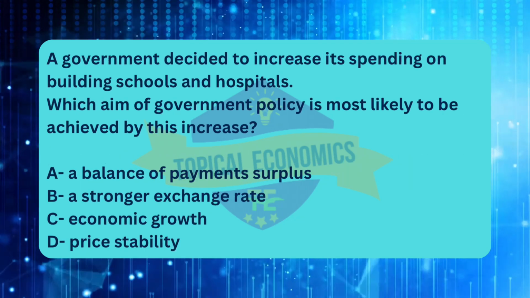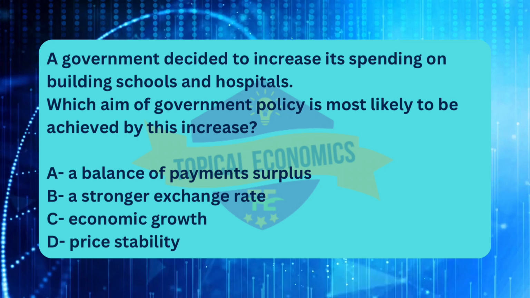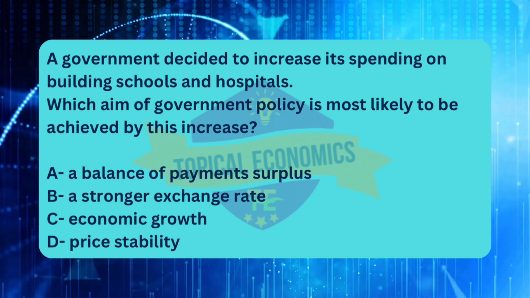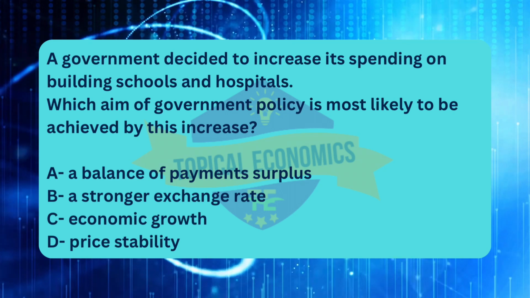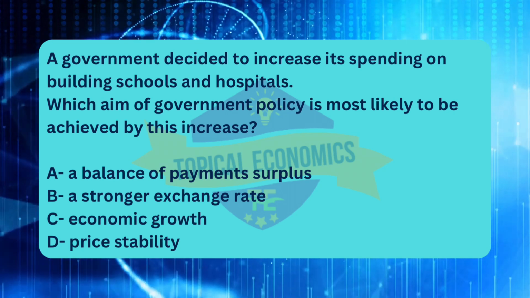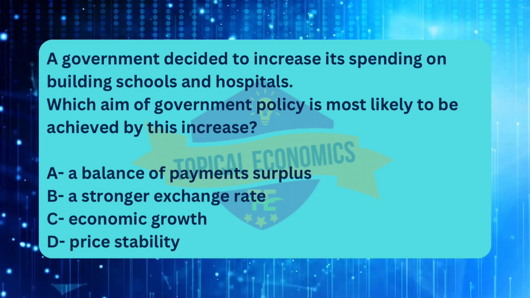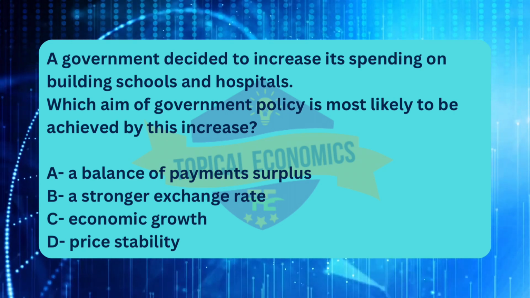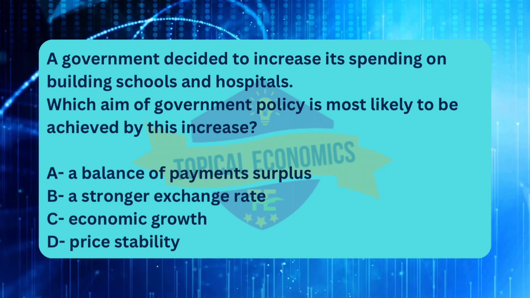Moving to question 13. A government decided to increase its spending on building schools and hospitals. Which aim of government policy is most likely to be achieved by this increase? A. A balance of payments surplus. B. A stronger exchange rate. C. Economic growth. D. Price stability. The correct answer for this question is option C.